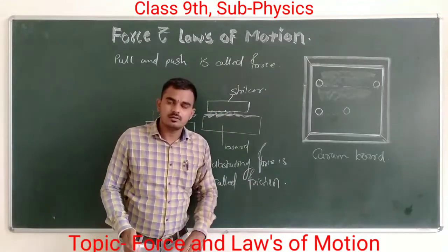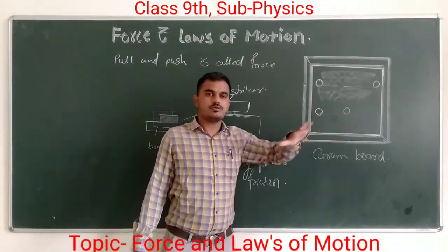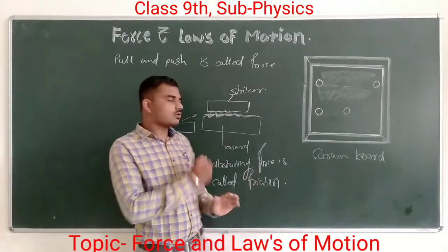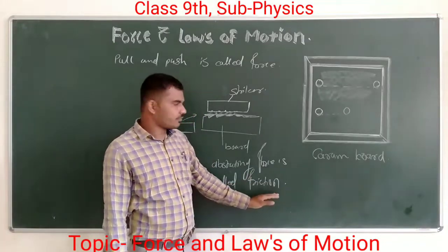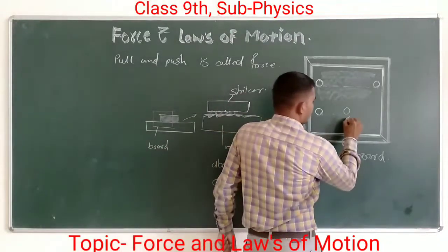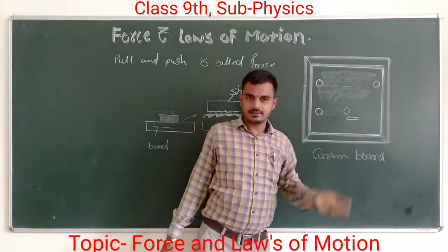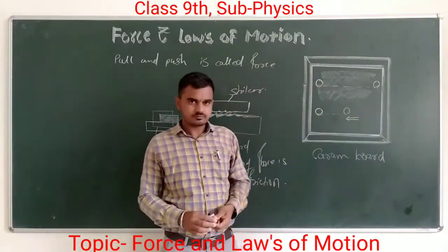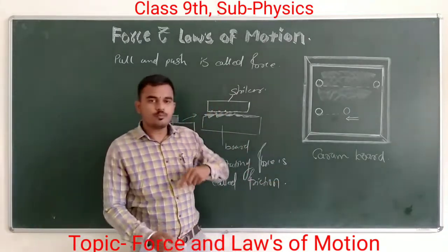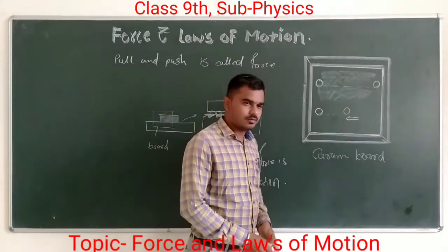What is friction? The force applied by the surface of a board on the striker is called friction. Due to that friction, the striker will be stopped. It is an obstructing force that acts opposite to the motion of the object. The direction of friction is opposite to the direction of motion of anything. So that is friction.